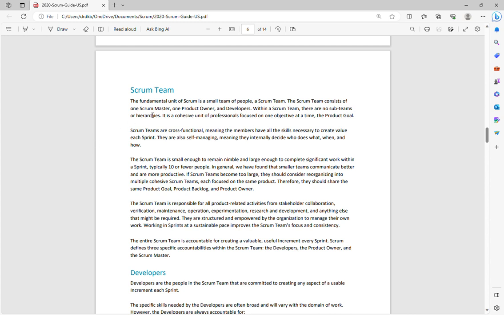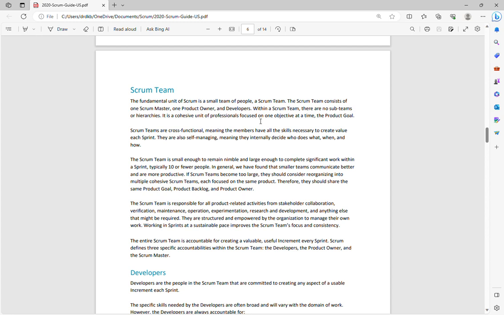So to start with, the fundamental unit of Scrum is a small team of people, a Scrum team. The Scrum team consists of one Scrum Master, one product owner and developers. Within a Scrum team there are no sub-teams or hierarchies. It is a cohesive unit of professionals focused on one objective at a time, the product goal basically. So what they are telling here is the basic unit of Scrum is a Scrum team, which consists of one Scrum Master, one product owner and developers.